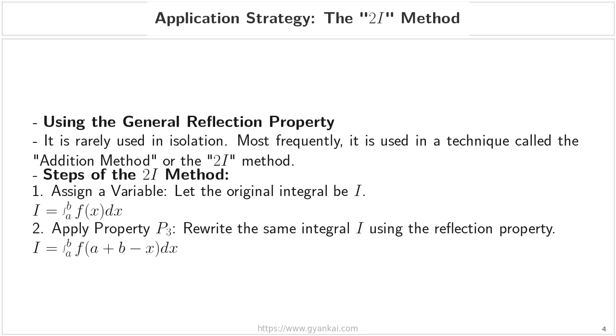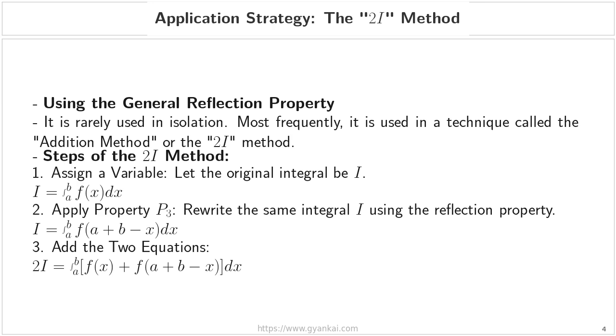Step 2. Apply property P3. This is where we bring in the reflection property we just learned. We rewrite the same integral, I, but this time using the reflection property. That means we replace x within the function f of x with a plus b minus x. So we now have I equals the definite integral from a to b of f of a plus b minus x dx. Notice that the limits of integration, a and b, remain unchanged.